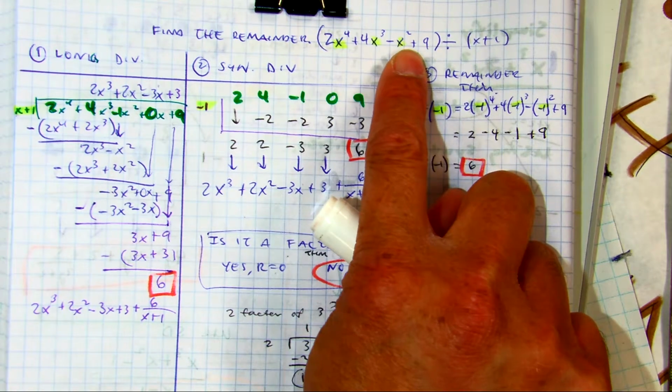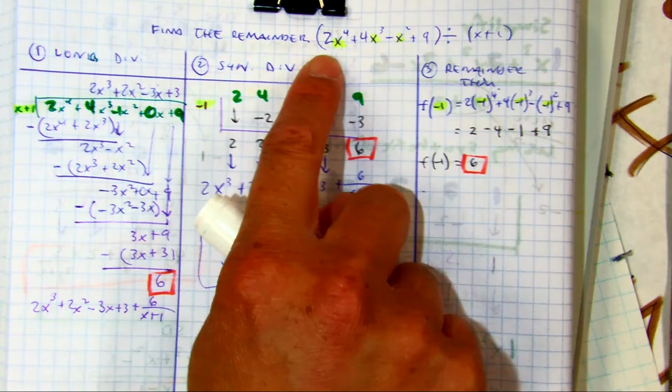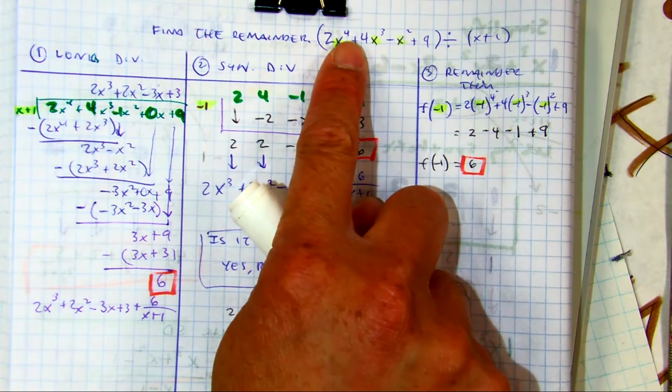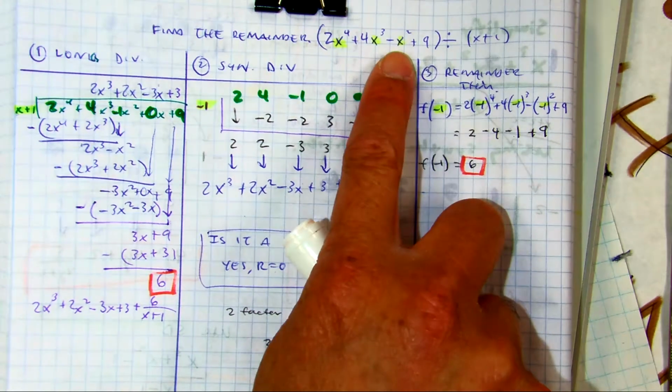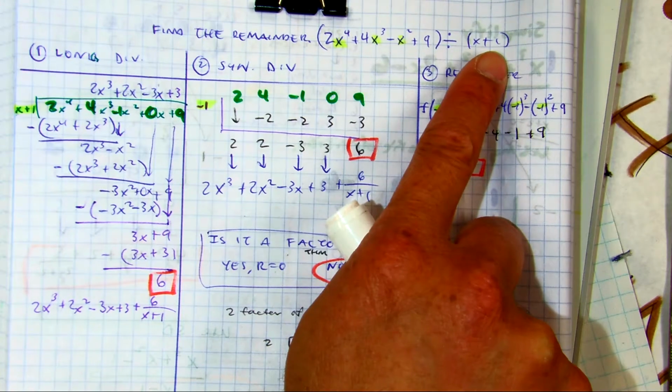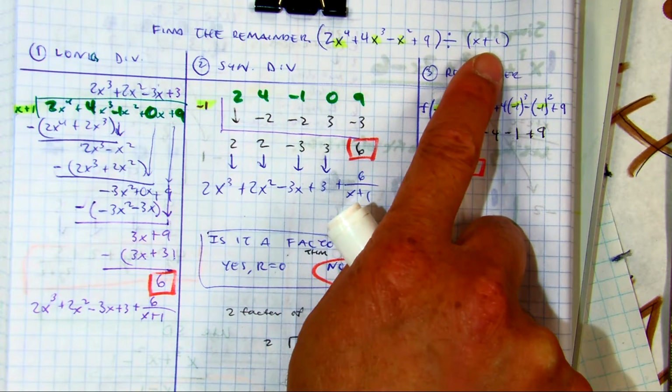Why do we need to know this? Because eventually I'm going to say, find all the factors. You're like, where do I start? In tomorrow's lesson we use the rational roots theorem, but we can actually test them. x plus 1 is not a factor because if it was, the remainder would be equal to 0.